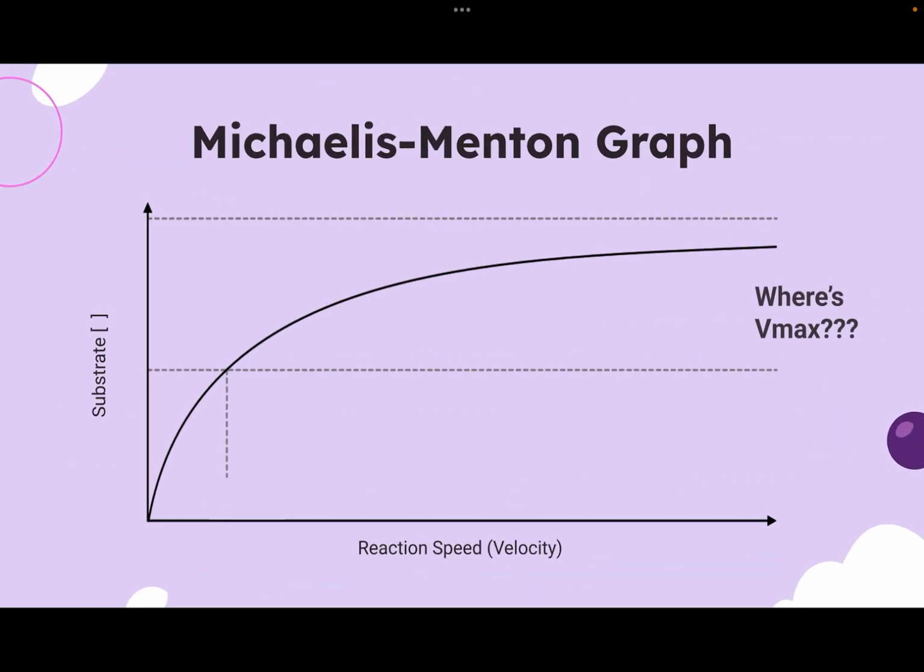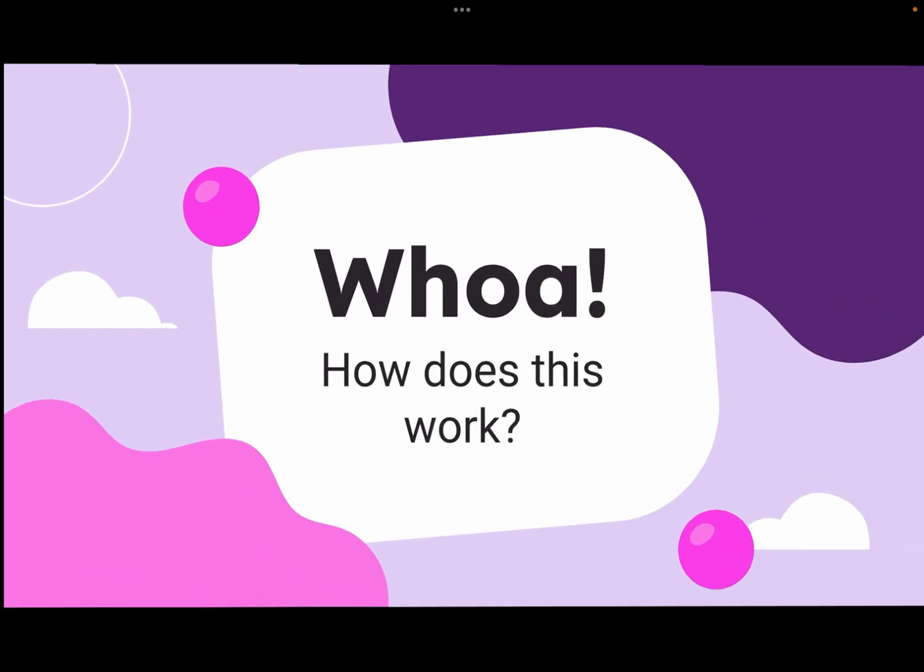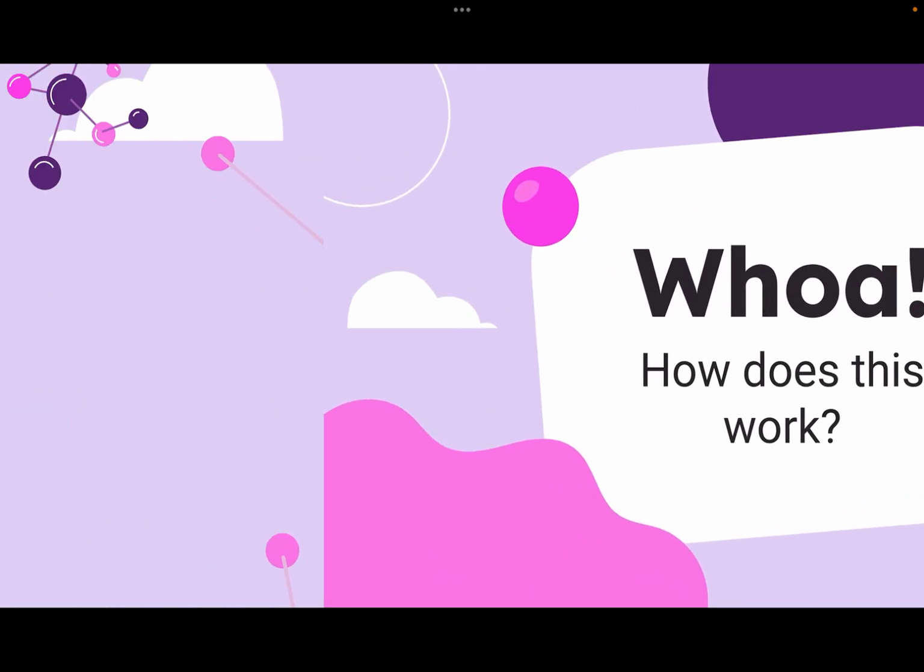The curve of the graph levels off, which makes it tough to tell exactly where Vmax is, and even harder to find Km, which tells us how well the enzyme binds its substrate. So scientists needed a clearer way to get these numbers, something more precise than guessing from a flat curve. Whoa, so how does this work?